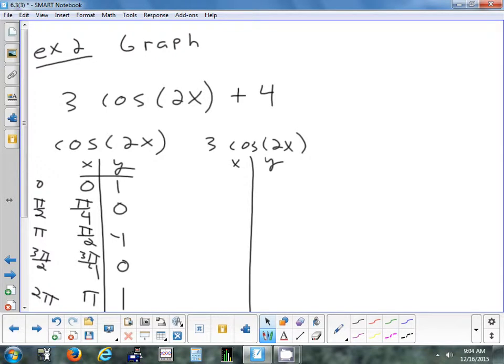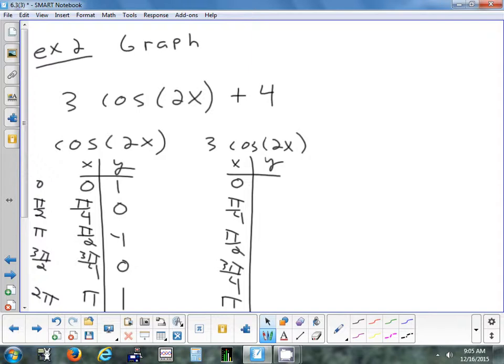Okay. Since we're going to stretch vertically, now I'm going to change my y values. Okay, vertical are your y's. In fact, the x's are done changing for this whole problem. Okay, we're not going to do anything more to the x's. So you get 0, pi over 4, pi over 2, 3 pi over 4, and pi.